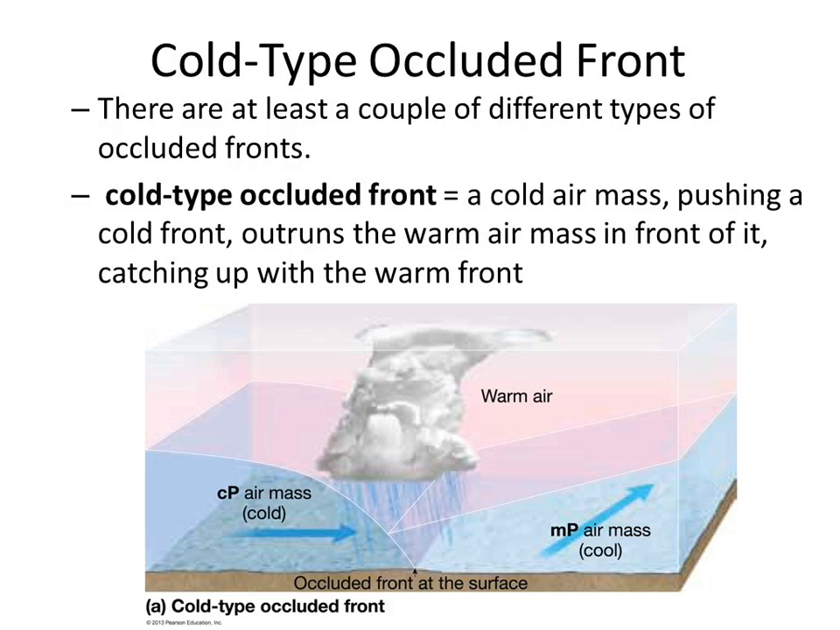So if on a test I ask you, which I might, how do you get an occluded front, or how does it work, if you use the words cold air mass outruns the warm air in front of it, that would be worth 3 points right there. Okay. So you're saying basically warm air outruns the cold air mass? No. The other way around. Cold air outruns the warm air in front of it and meets up with the cooler air in front of the warm front.